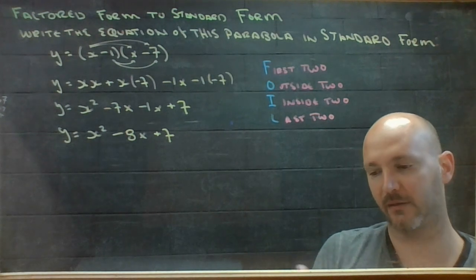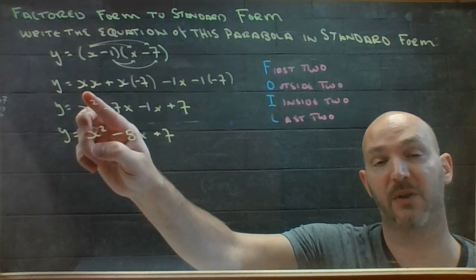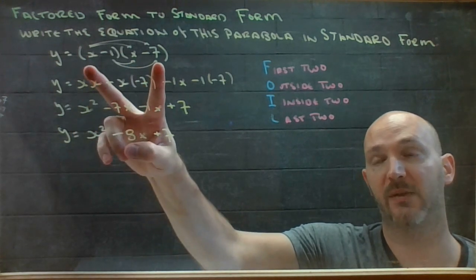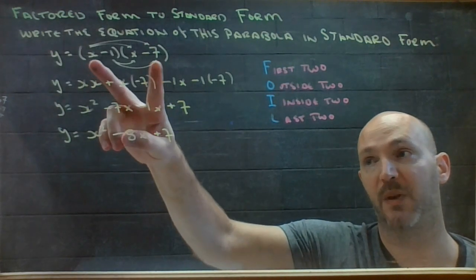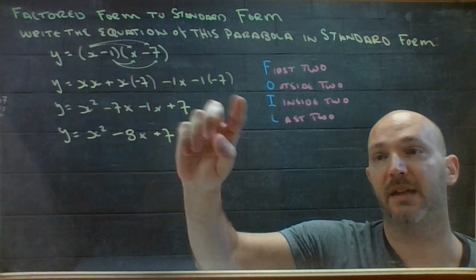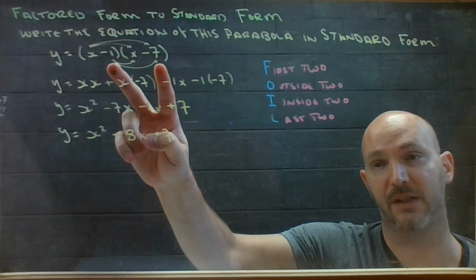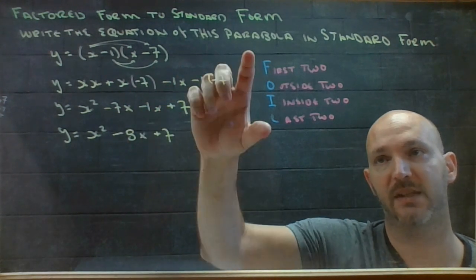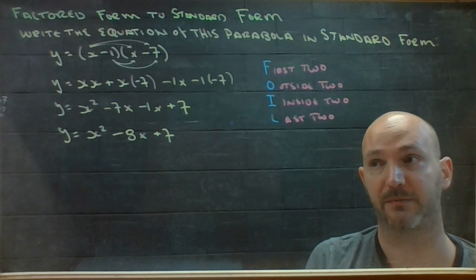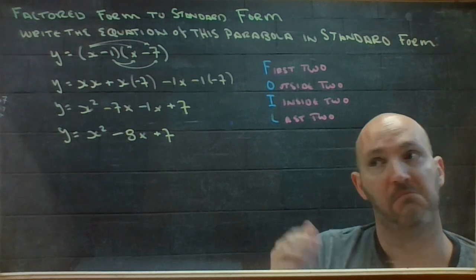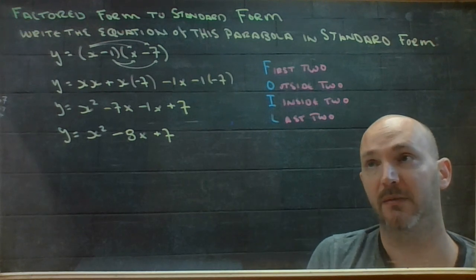So if you look at how I did this, I took the first two things in both brackets and I multiplied them together. Then I took the outside two things, the one on the far left and the one on the far right, and I put them together. Then I took the inside two and put them together. And then I took the last two in each bracket and put them together. So this little acronym is just trying to help you make sure you don't miss any combinations. The other way to think about it is you end up generating 4 terms every time.